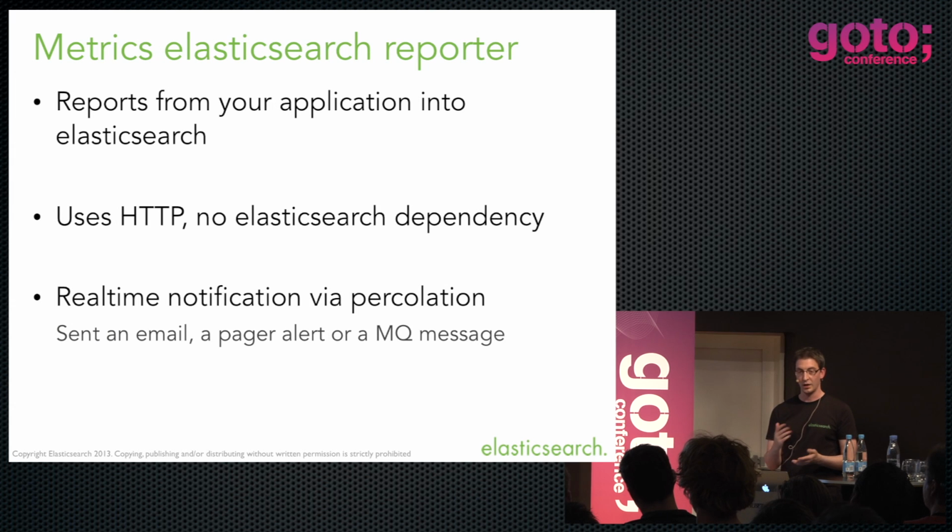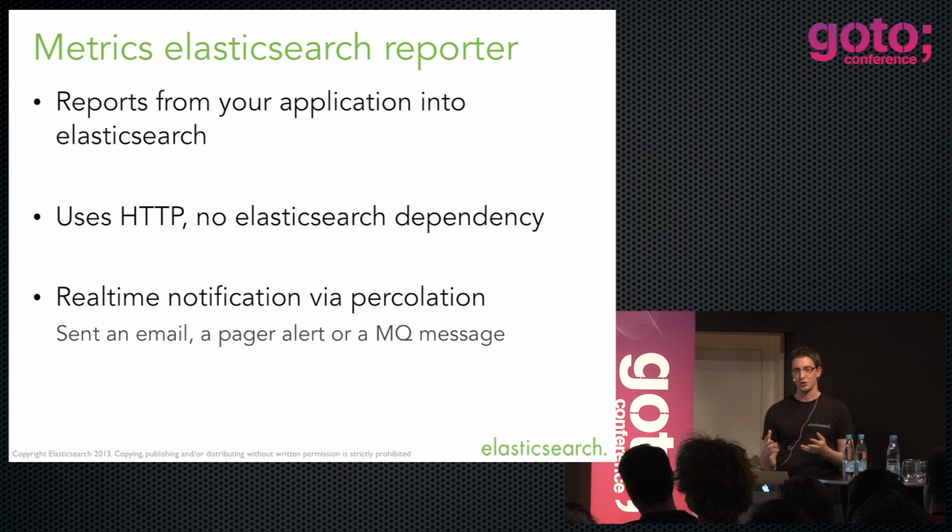And this is where Elasticsearch comes in. You can basically configure the metrics library to report every minute, most likely, to Elasticsearch, have this kind of metrics stored there and use it for processing later on. The metrics Elasticsearch reporter uses HTTP, so it doesn't need a huge Elasticsearch dependency. It's independent from the Elasticsearch version, so no matter if you use the most up-to-date one or a little older one. And it has another really nice feature, which is called real-time notification via percolation.